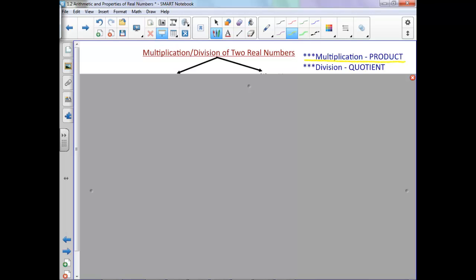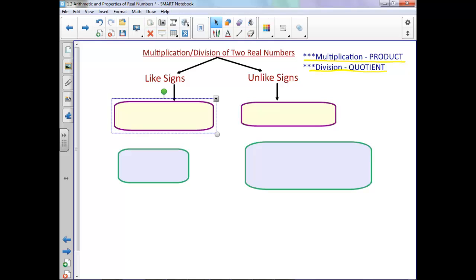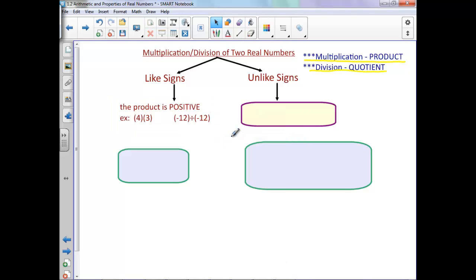Multiplication, you will also see the word product. With division, you may also see the word quotient. When we have like signs, remember that they're both positive or they're both negative. Product's always going to be positive. So when you have 4 times 3, they're both positive. 4 times 3 is 12. Negative 12 divided by negative 12 is going to be a positive 1, because 12 divided by 12 is 1.